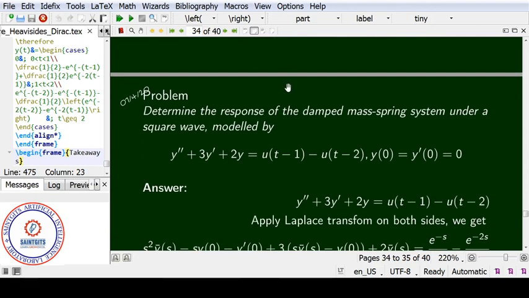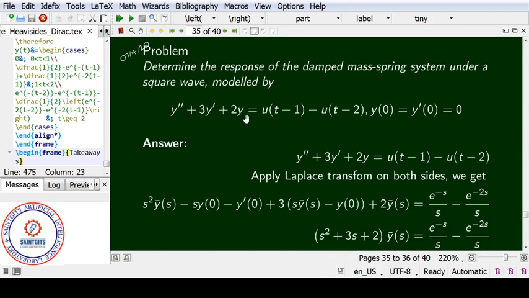is the solution of the same ODE. The left side is the same, but the right side is a combination of unit step functions. Steps are the same. Apply Laplace transform on both sides, substitute the initial values, then solve for y bar of s, and finally find L inverse. That's all. Then we rewrite this: y double dash plus 3y dash plus 2y is equal to u of t minus 1 minus u of t minus 2.